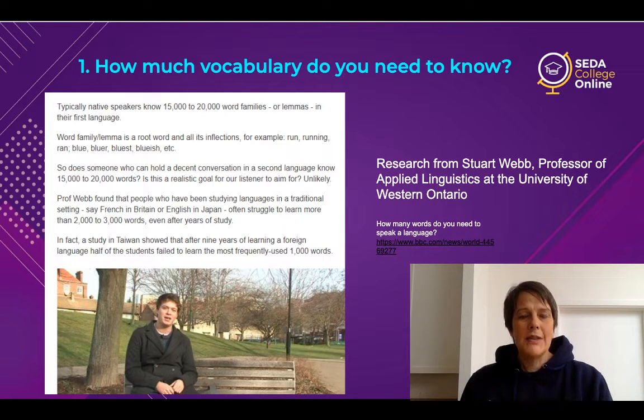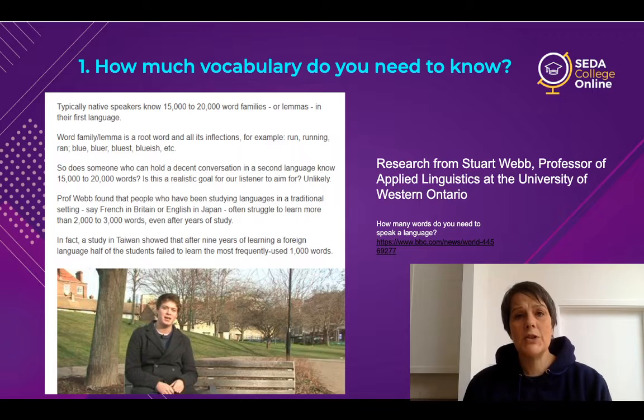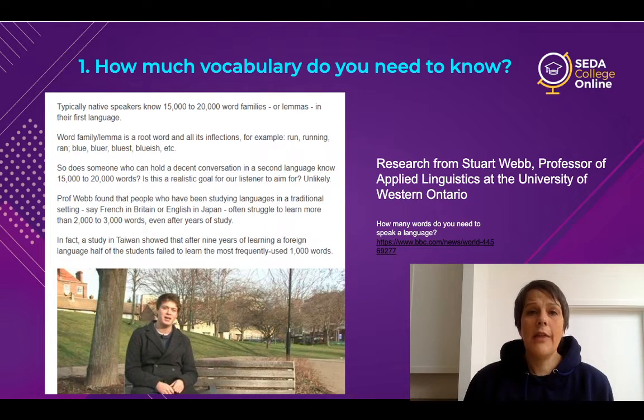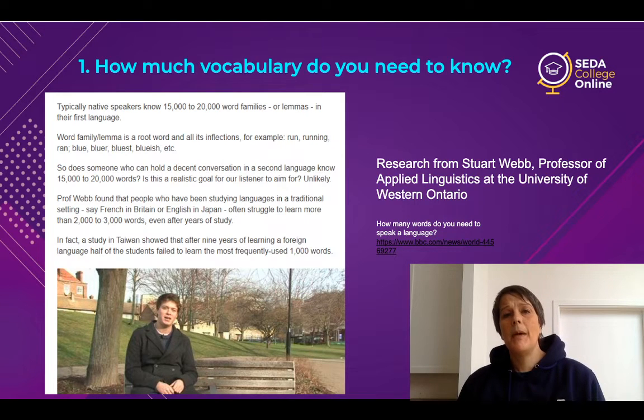And in fact, he quotes a study from Taiwan which showed that after 9 years of learning, half of the students hadn't even learned 1,000 words. And we certainly find this in Ireland with Irish people who are learning the Irish language, is that so many of them sit in a classroom for years and years and years, and yet at the end of it, didn't learn 1,000 Irish words.